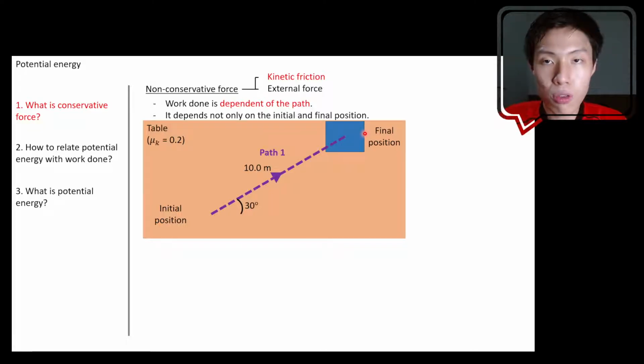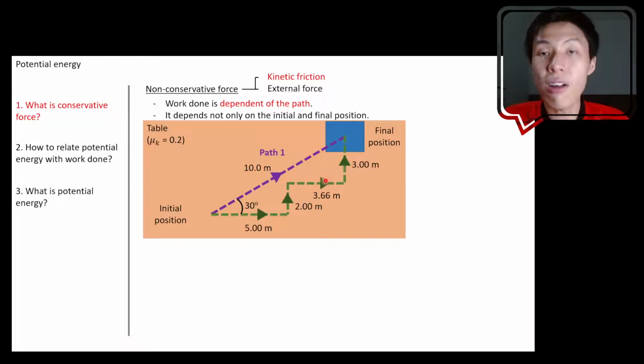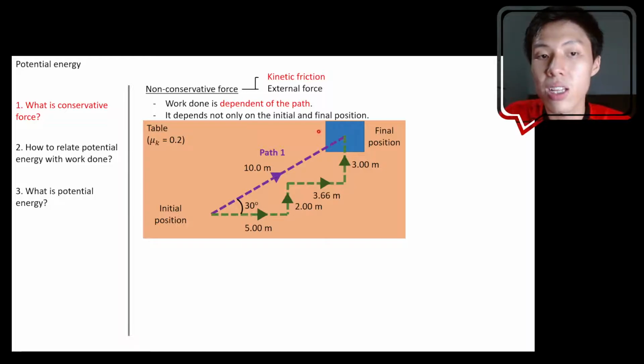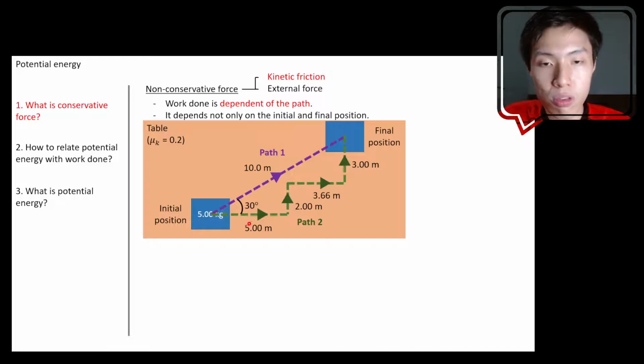Then for path 2, we will follow a zigzaggy pattern similar to the example that we have discussed in the gravitational case. So we have an object moving zigzaggy until it reaches the final position. Everything here is happening on the flat table, so you can think of it as the object moving 5 meters to the right, 2 meters forward, 3.66 meters to the right, then another 3 meters forward until we reach the final position. This will be path 2. We'll be interested to find the work done by kinetic friction when the object moves using path 1, and the work done by kinetic friction when the object moves using path 2, and we will check whether they are the same or not.